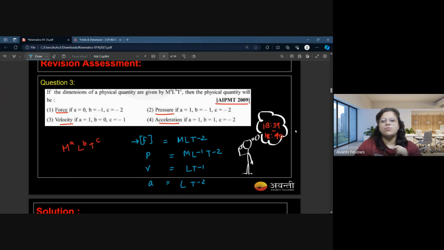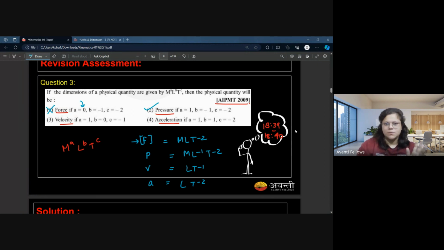So, when it comes to force, the a is 1. But here a is 0. So M is 1, but in this question a is 0. So this is wrong, right? When it comes to pressure, it is 1, minus 1, minus 2. Yes, it is correct. You can check further also.